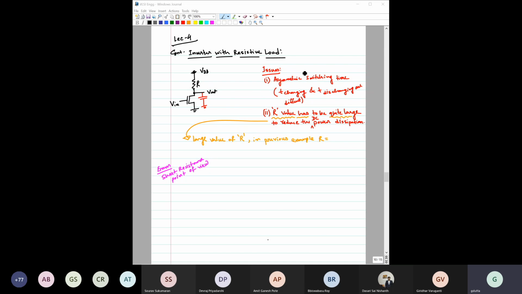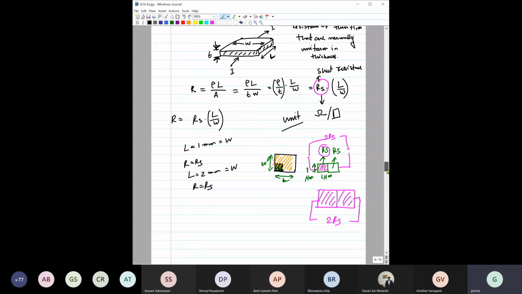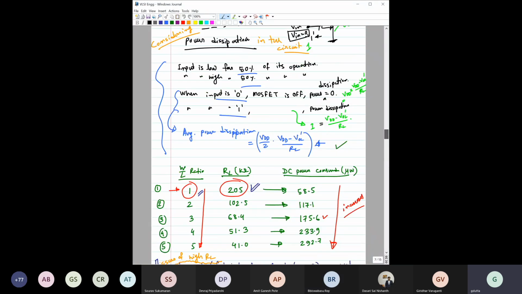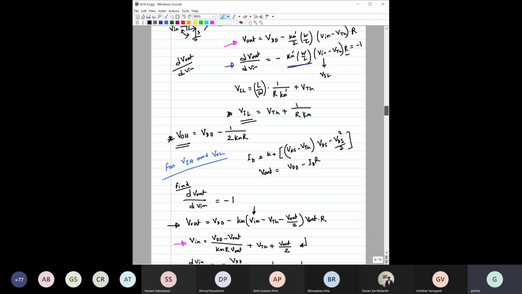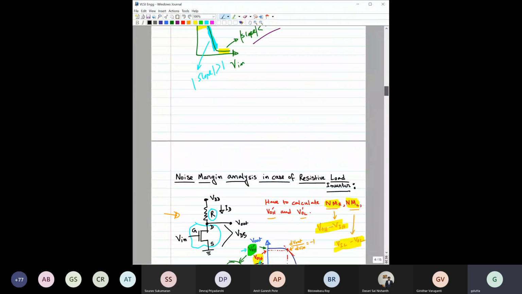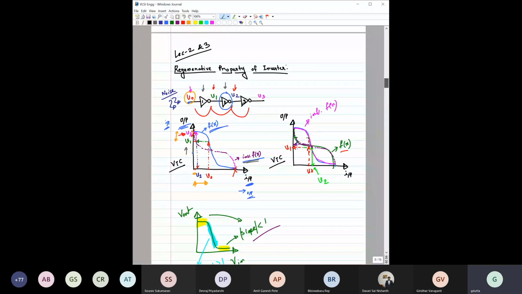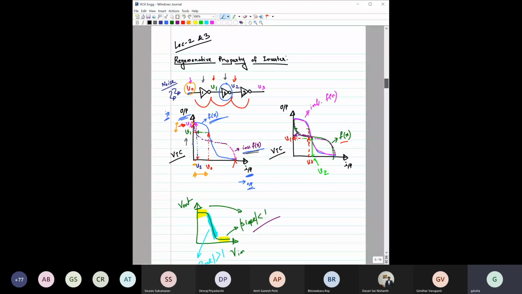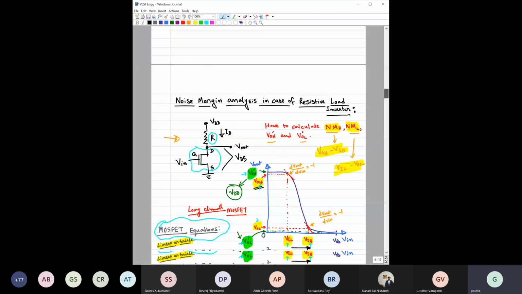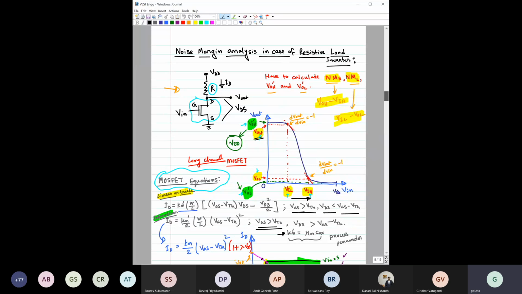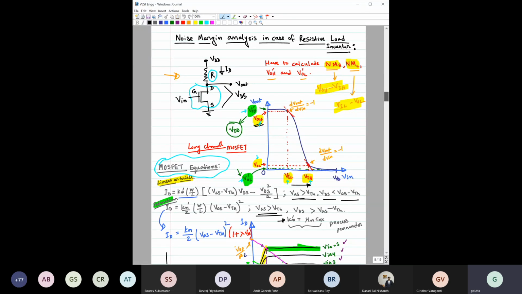We started our discussion with a basic resistive load inverter. To give you a quick recap of the last class, or otherwise we will spend a lot of time only doing the recap part. We started from the regenerative property of this inverter. Then we tried to understand the noise margin analysis in case of resistive load.